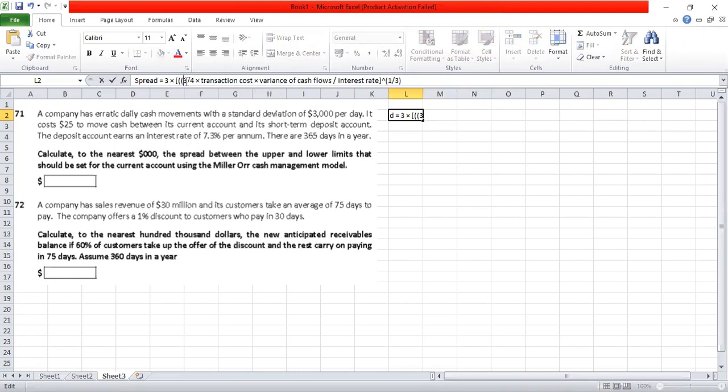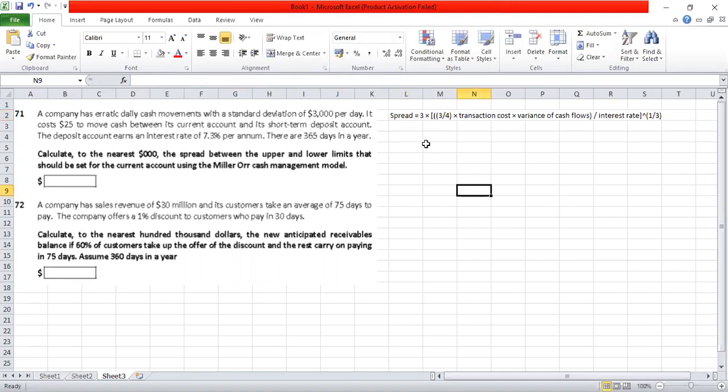There is one bracket for 3 by 4. So that is a fraction. This 3 by 4 is multiplied into transaction cost into variance of cash flow, so that will become the numerator. This numerator is divided by the interest rate, the entire fraction to the power of 1 by 3. Let's define the terms.